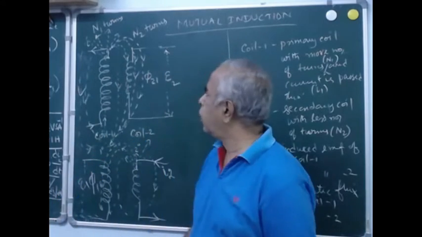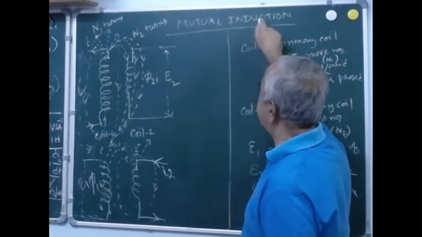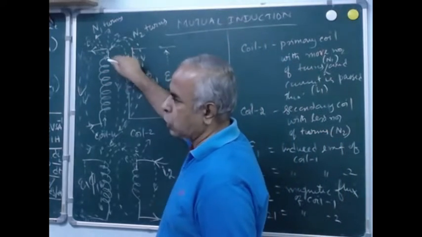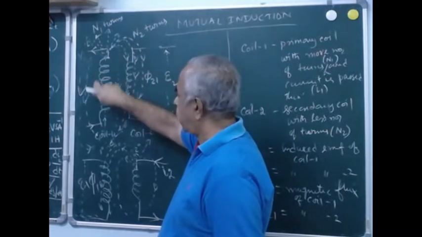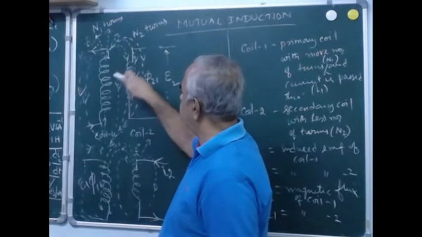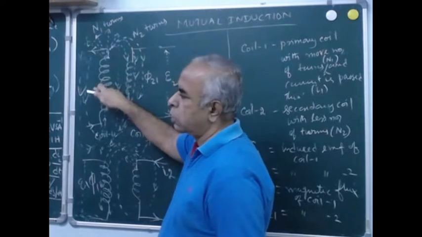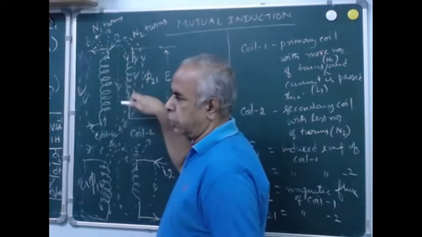In today's session, I will be explaining about mutual induction. Let us consider this coil. We have got two coils. The first coil is the primary coil, coil number 1, and you have got coil number 2. So we have kept two coils nearer to each other.